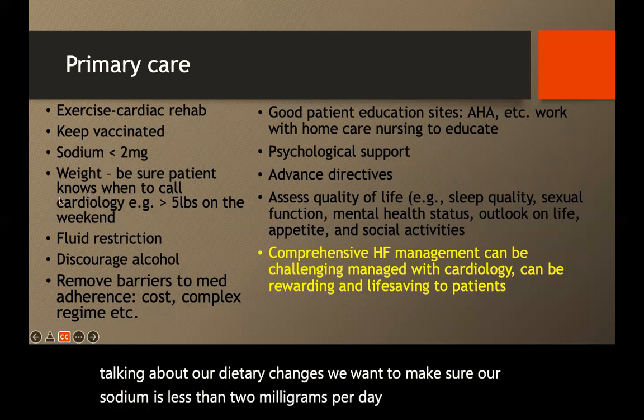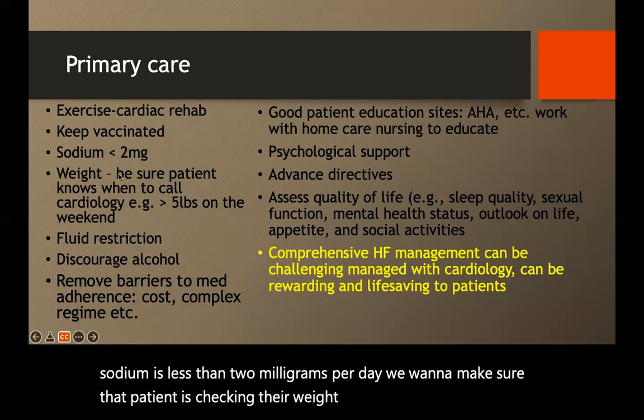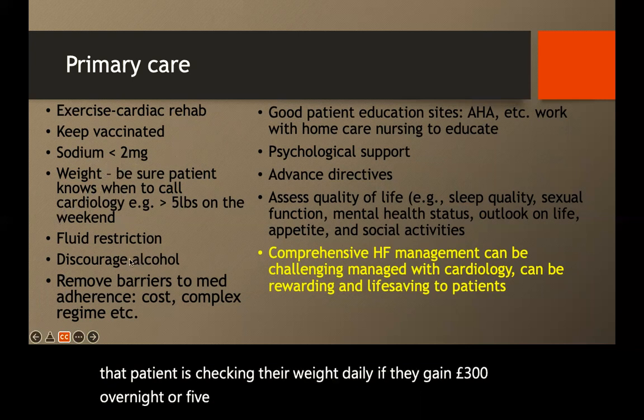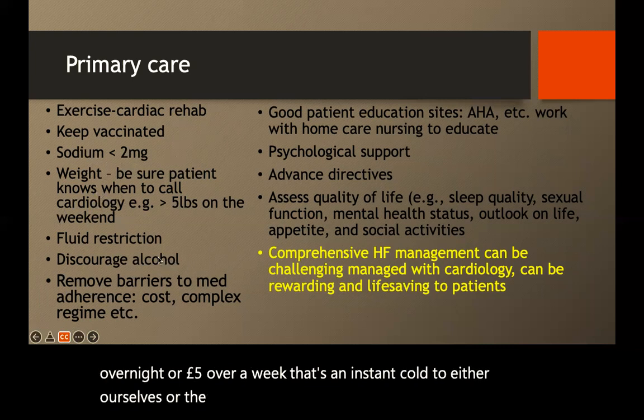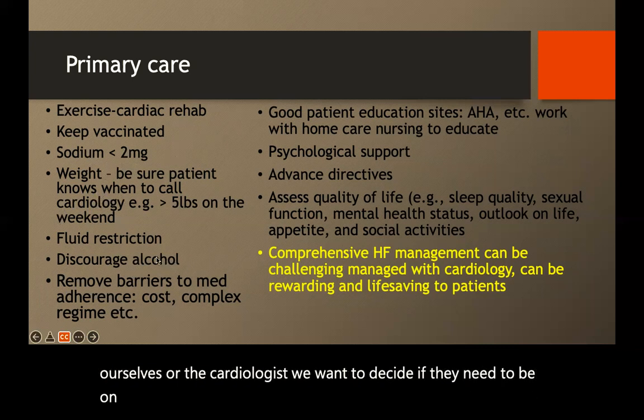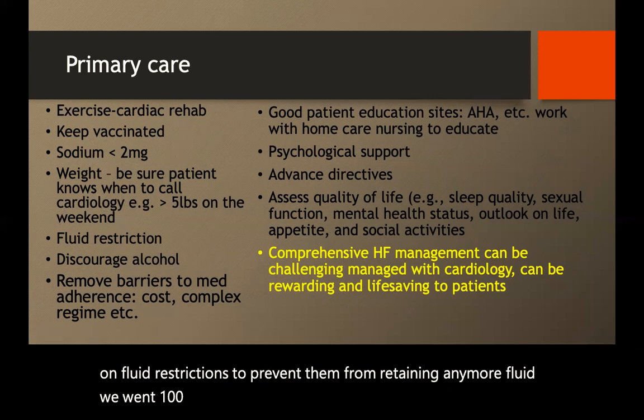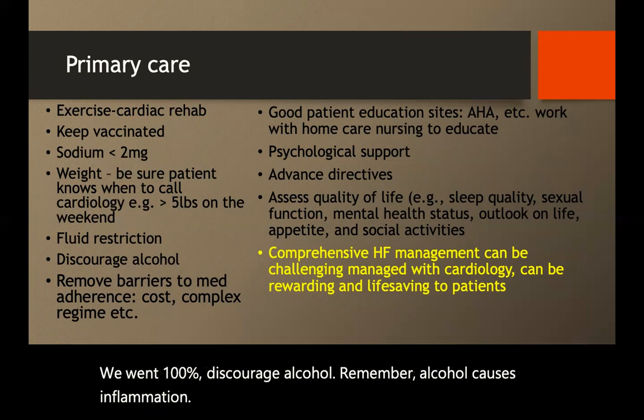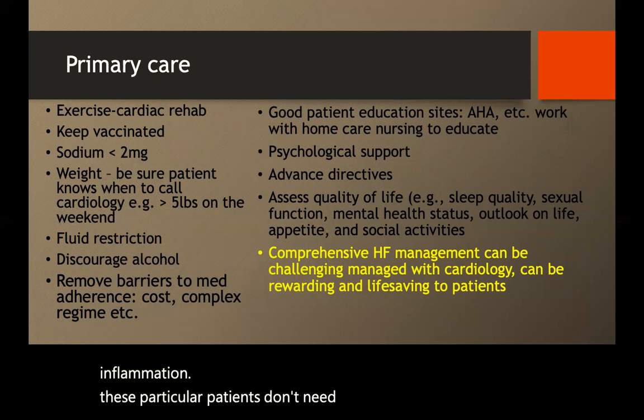We want to make sure that the patient is checking their weight daily. If they gain 3 pounds overnight or 5 pounds over a week, that's an instant call to either ourselves or the cardiologist. We want to decide if they need to be on fluid restrictions to prevent them from retaining any more fluid. We want to 100% discourage alcohol. Remember, alcohol causes inflammation. These particular patients don't need any additional inflammation in their body, obviously.